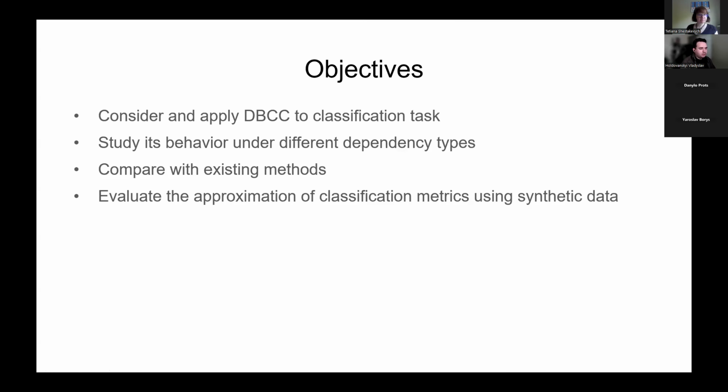So our objective is to explore the DBCC approach and apply it to classification tasks. Specifically, we aim to analyze how DBCC behaves under different types of dependencies between features and labels, compare it with existing dependency detection methods, and evaluate how well the algorithm can approximate classification metrics.